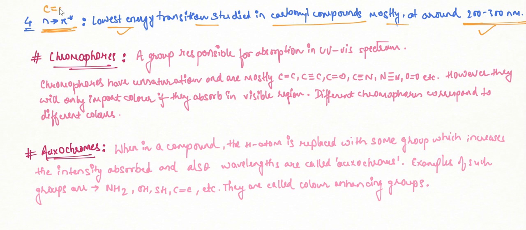In a carbonyl we have the lone pair, and we also have the pi star. So n to pi star is very frequently studied in carbonyl compounds.